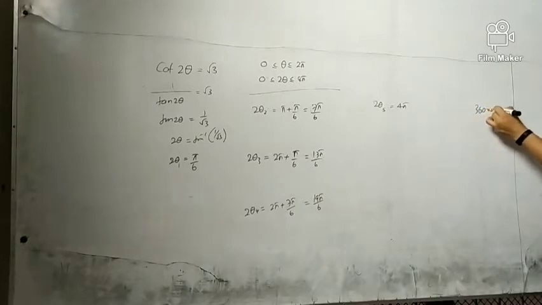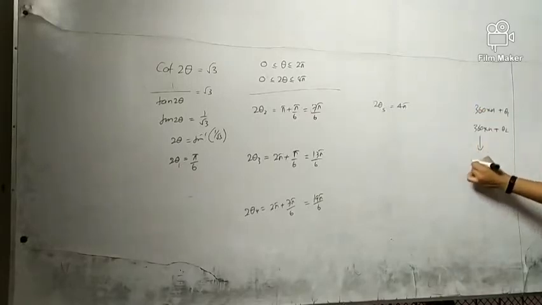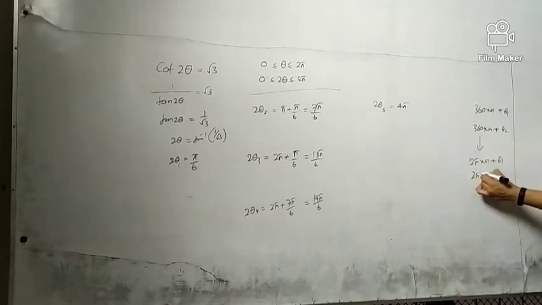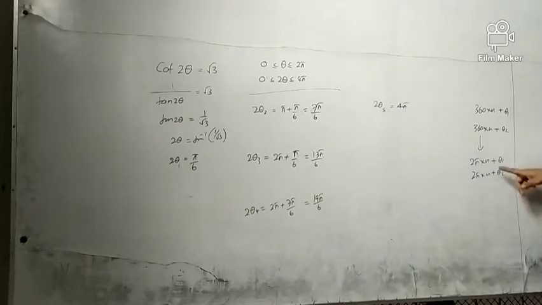360 times n plus theta 1, 360 times n plus theta 2. And the other way around, if we write it, 2 pi times n plus theta 1, 2 pi times n plus theta 2. n means 1, 2, 3, 4, varying. When n is 2, you get 4 pi.